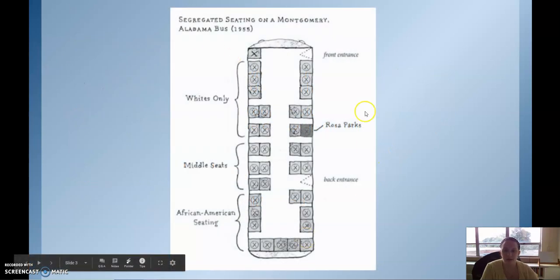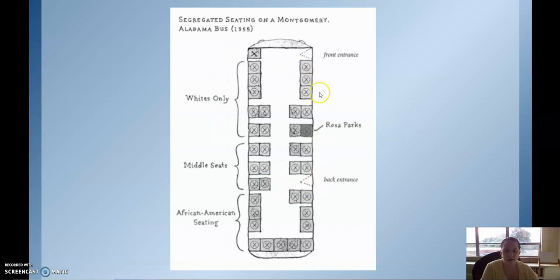So this is an image for the text you're going to be reading. This is really important to understand where Rosa Parks was in regards to when she was sitting on the bus with her infamous arrest. And so we're going to read a little bit from her narrative.